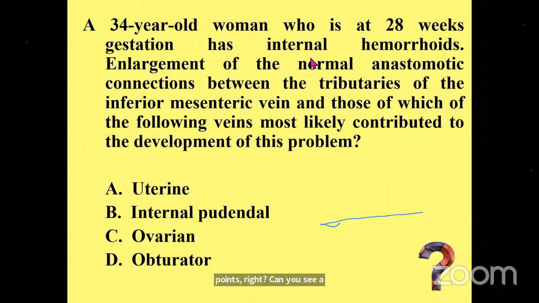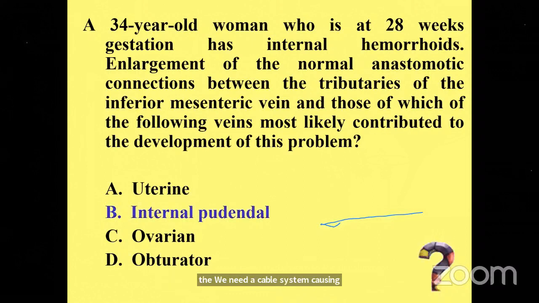Somebody is answering it wrongly. When we discussed the formation of the portal vein, superior mesenteric vein and splenic vein, there we mentioned the inferior mesenteric vein draining into the splenic vein. Yes, splenic vein, very good. So we need to find out which is the vein belonging to the vena cava system causing this hemorrhoid.